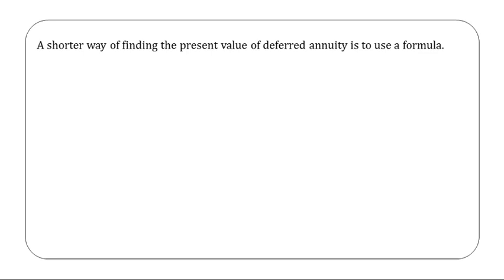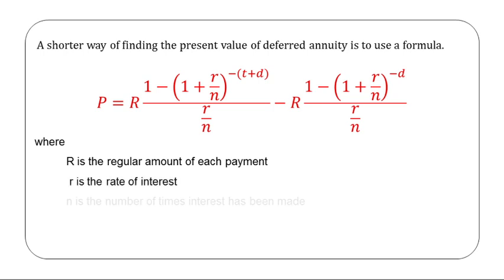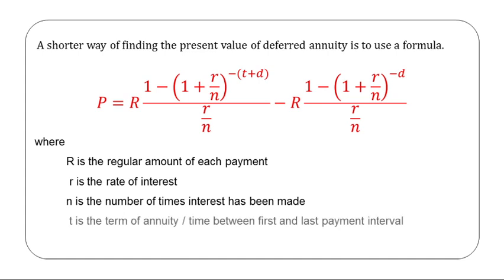So, a shorter way of finding the present value of deferred annuity is to use a formula. So, ang formula ni present value ng deferred annuity is P is equal to R, ay the difference of the product of R and the quotient of the difference of 1 and 1 plus r over N raised to negative T plus D and r over N, and the product of R and the quotient of the difference of 1 minus 1 plus r over N raised to negative D all over r over N, where malaking R is the regular amount of each payment, maliit na r is the rate of interest, N is the number of times interest has been made, T is the term of annuity, and D is the period of deferral.